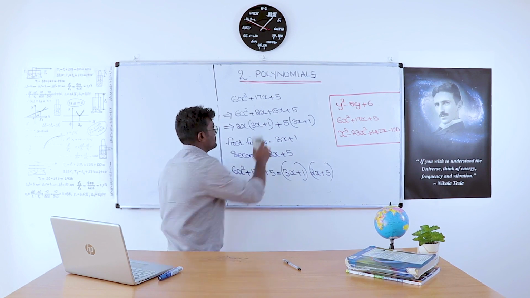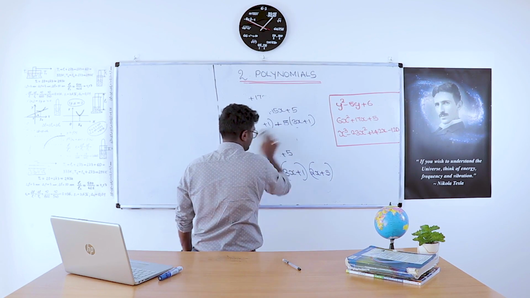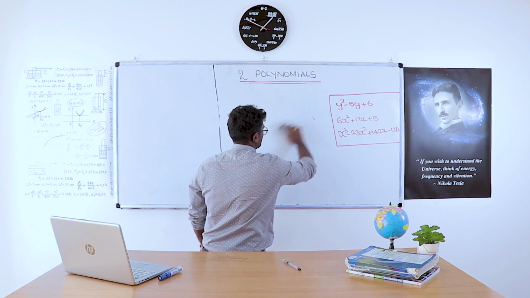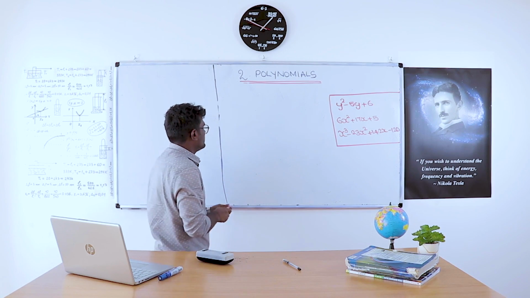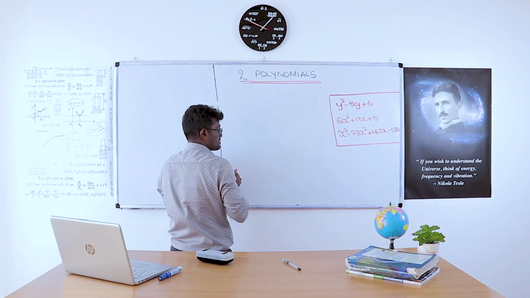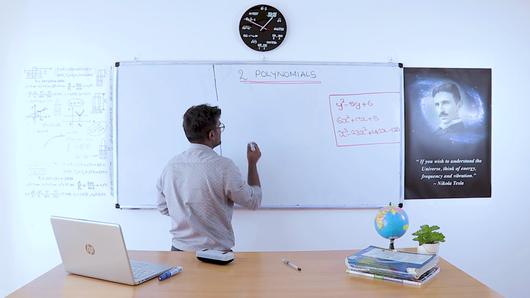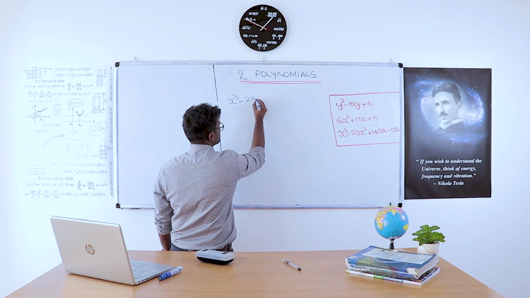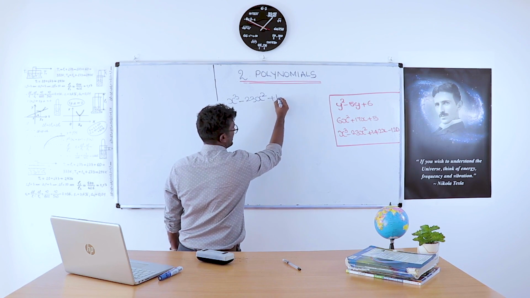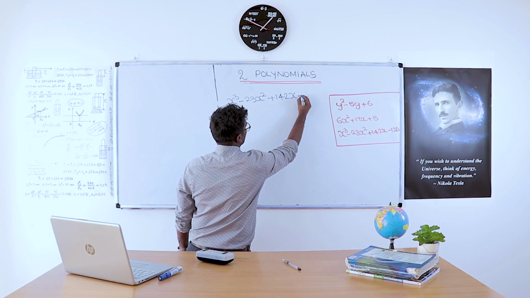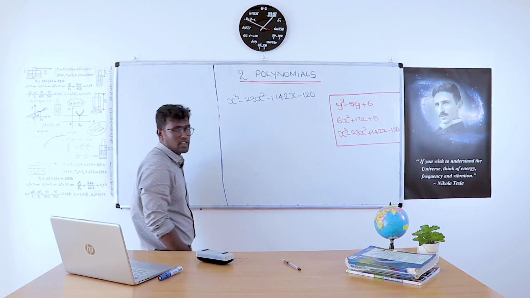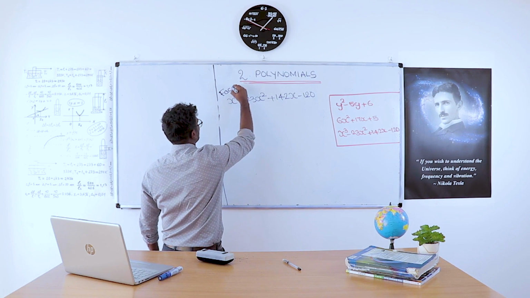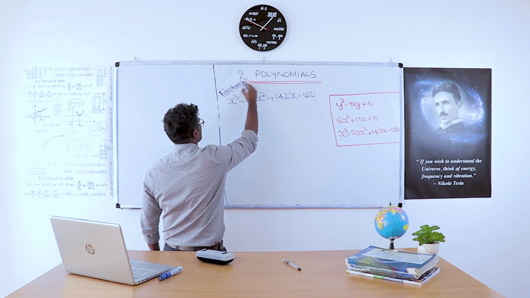We can use another polynomial to factorize. The next one is x cube minus 23x square plus 142x minus 120. Okay. So how will you find the factors? We want to factorize this polynomial. How will you find the factors of the polynomial?